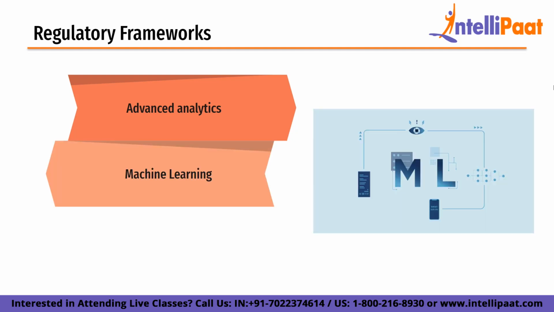Second is machine learning. Machine learning involves training computer algorithms to recognize patterns in data and make predictions based on those patterns. Investment banks use machine learning to analyze vast amounts of data such as market data, credit data, and operational data to identify potential risks and develop risk management strategies.